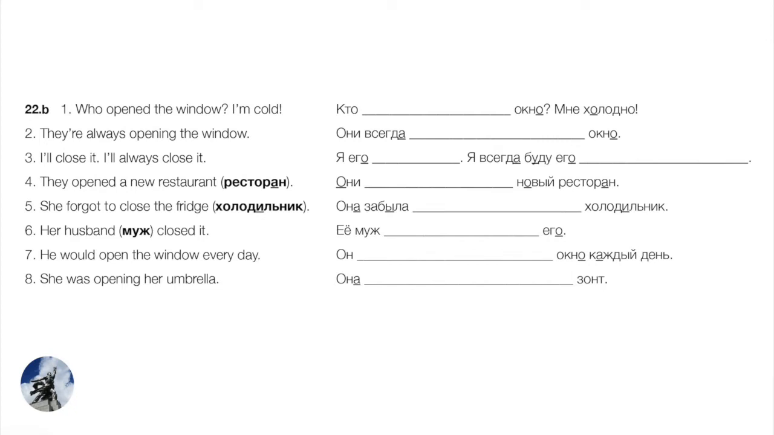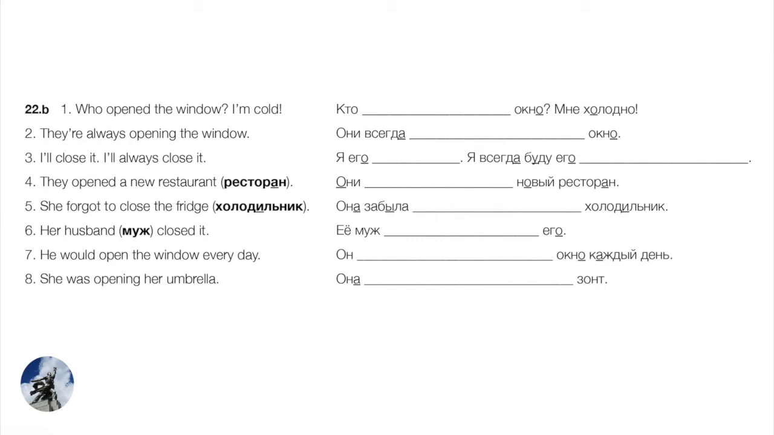Number 8, she was opening her umbrella. Okay, again, look at the past continuous tense. She was opening, not she simply went and opened it, right? She was in the process of opening it, right? To capture that in Russian, we're going to have an imperfective verb. We need past tense. So this will be Она открывала зонт.